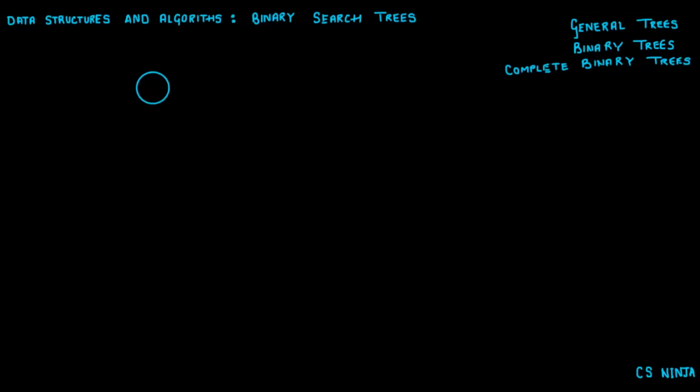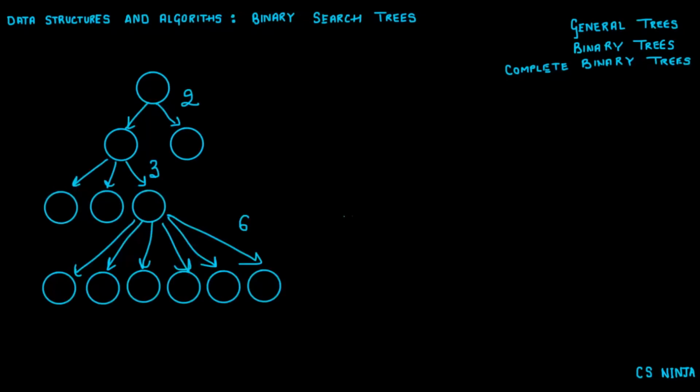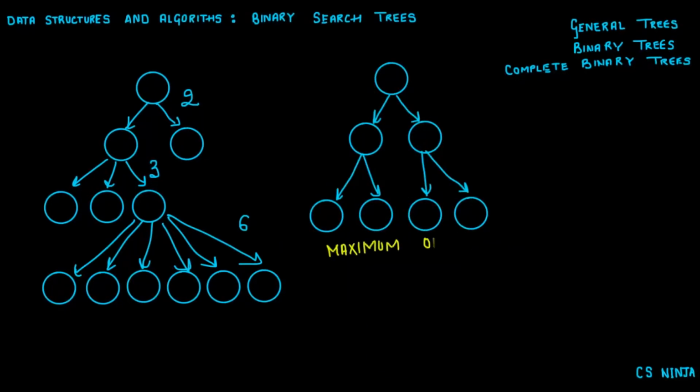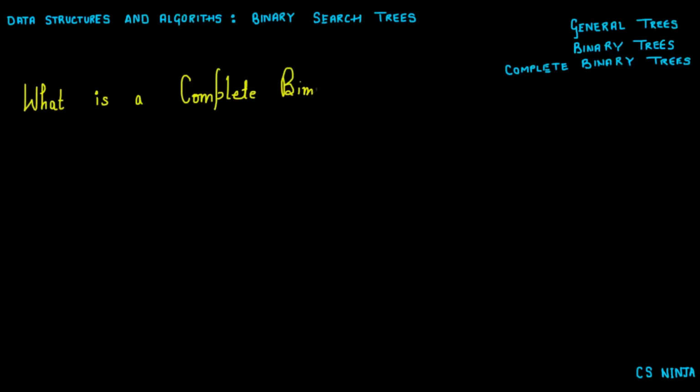General trees are simply trees which do not follow any rule. Each node in a general tree can have as many children as needed. A node may have 2 children, maybe 3, maybe 6, and as many children as needed. As I said earlier, it doesn't follow any rule. But binary trees, on the other hand, can only have a maximum of 2 children, and that is why they are known as binary trees. Now, what is a complete binary tree?